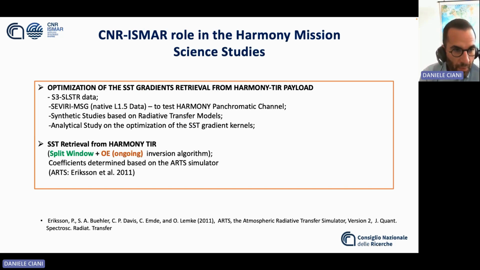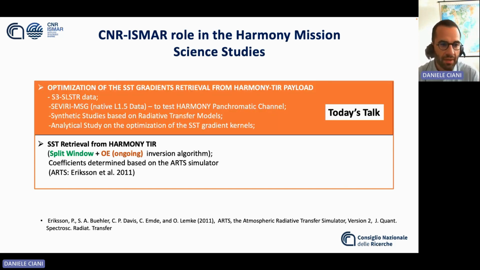So we have been working on 2 parallel activities. One, which is still ongoing, is the SST retrieval algorithm from the Harmony thermal infrared radiometer through split window or optimal estimation algorithm. But for today's talk, we will speak about our strategy to optimize the sea surface temperature gradients retrieval from the Harmony TOA payload.